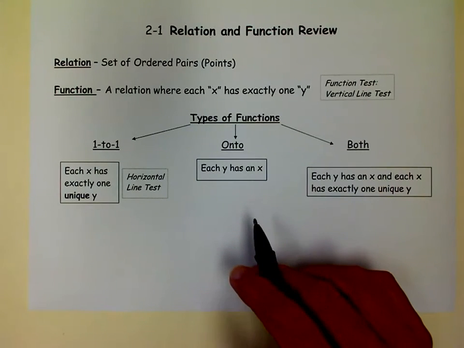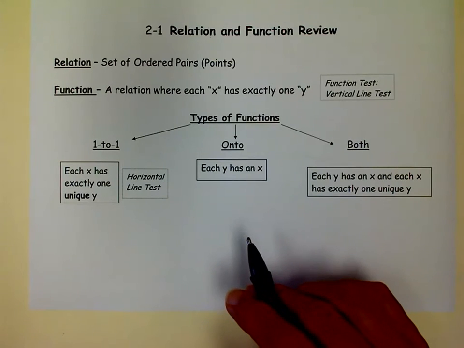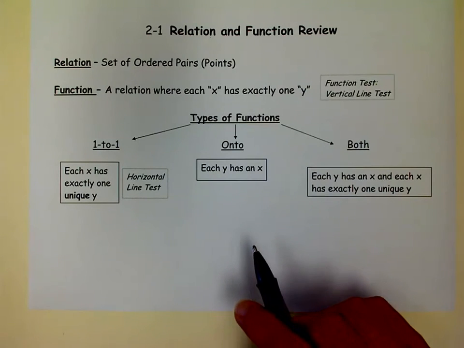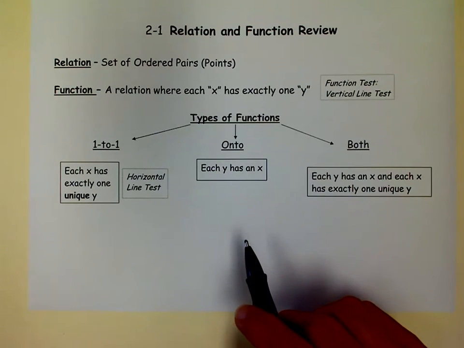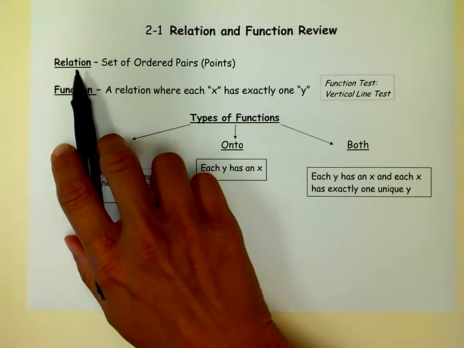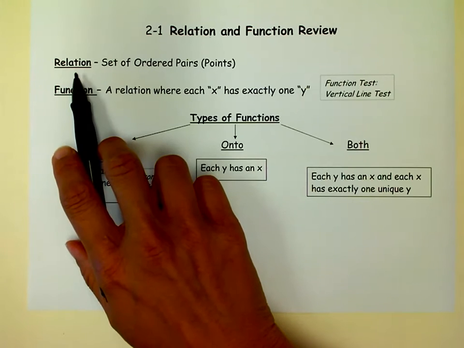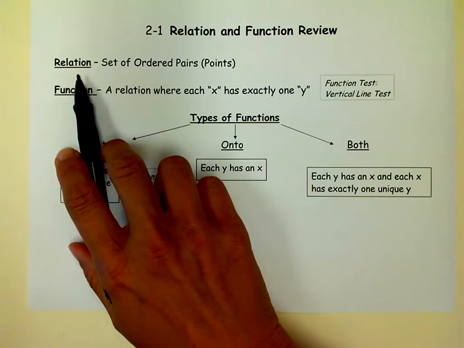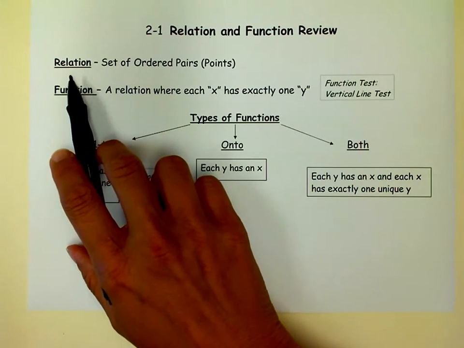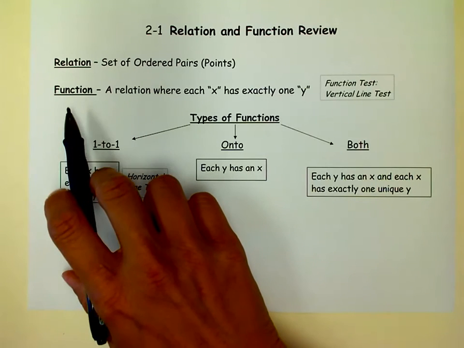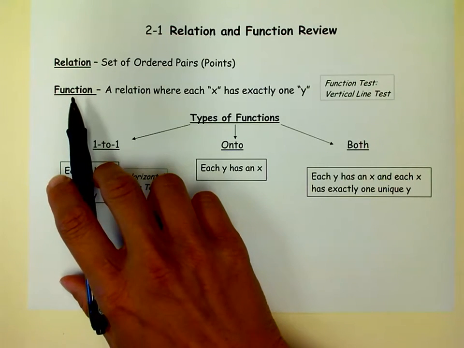A relation is a set of ordered pairs. You might know them as points. An ordered pair is a point. So just a bunch of points, or it could be an equation, but almost everything that you're asked is a relation. So all functions are relations, but sometimes relations aren't functions. So you have to keep that in mind too.